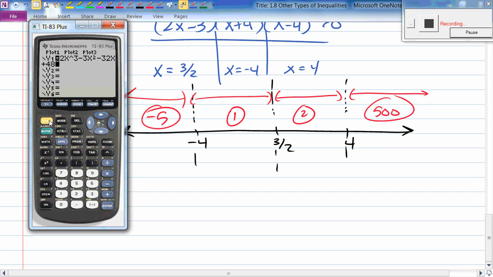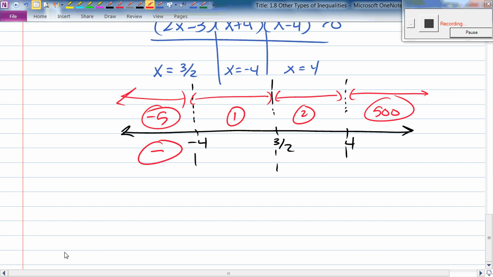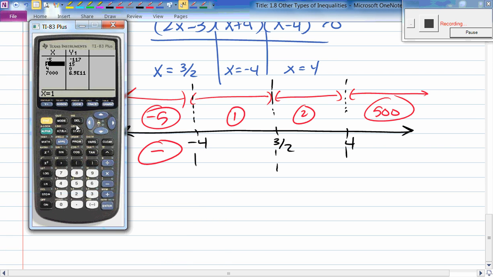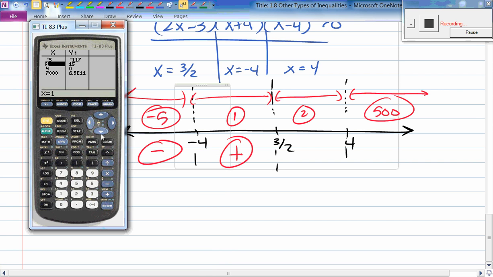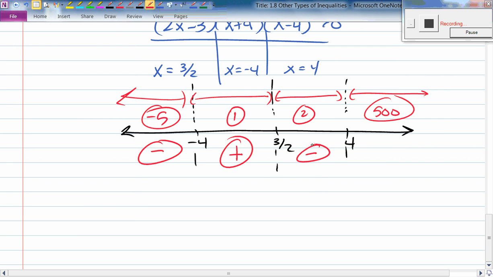Now let's go to the second table. Let's test negative 5. Negative 5 gives me an output of what? Negative 7. So these answers are negative. Good. Let's test the interval with a 1 in it. What do I get? Positive. Very good. Next one, what do I get? Negative. If I plug in a 2, the output is negative, so I get negatives here. And then finally, positive.